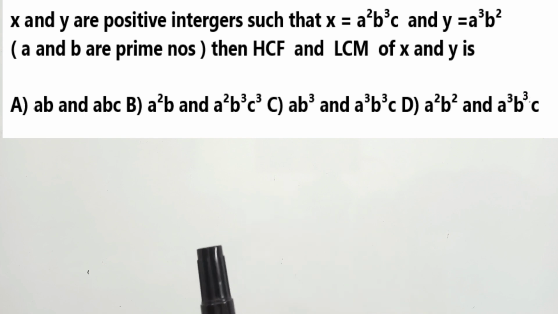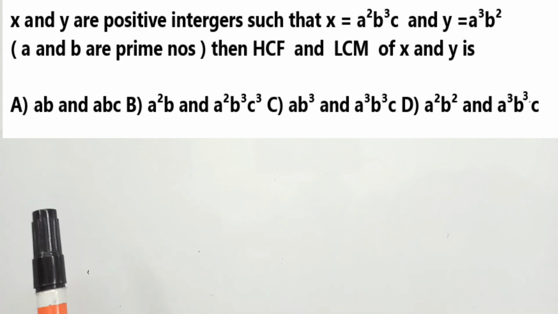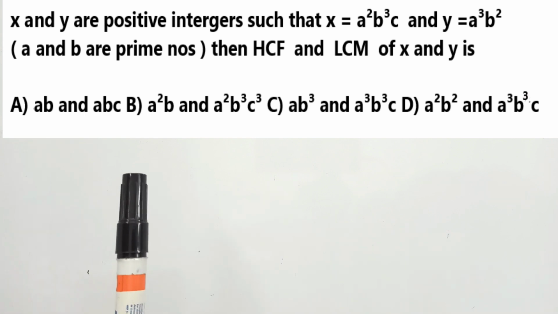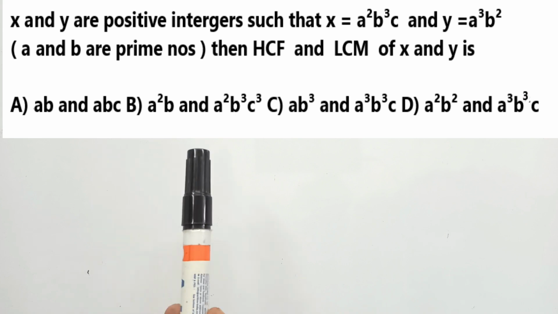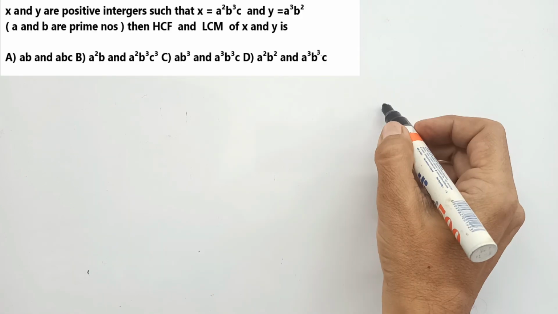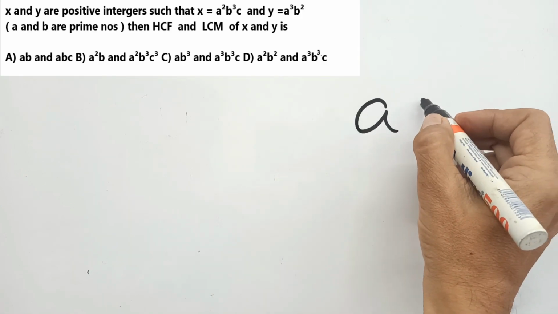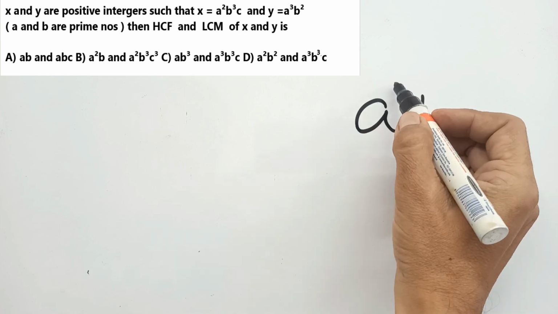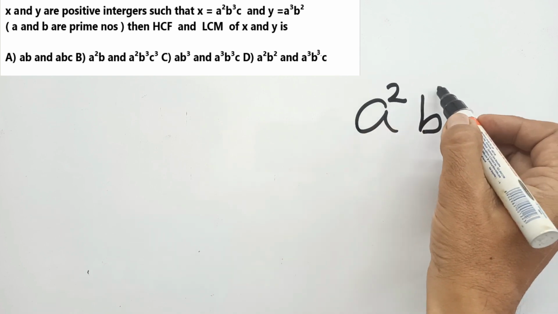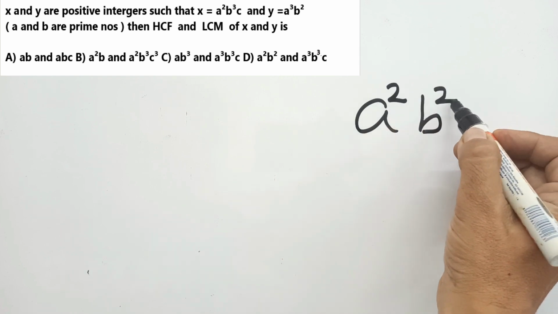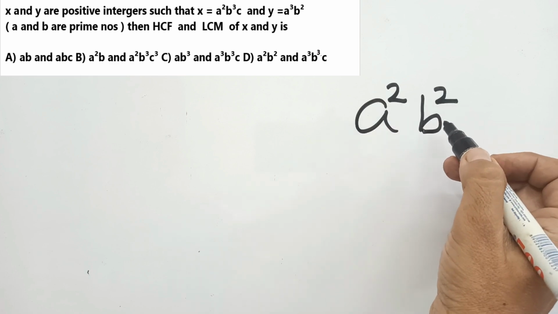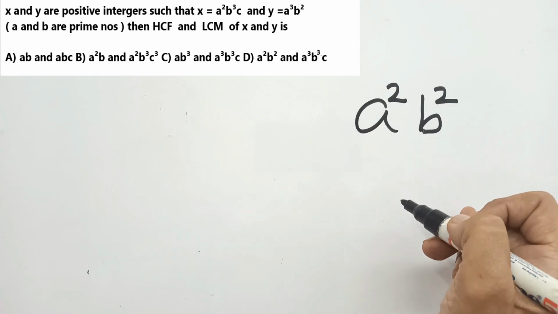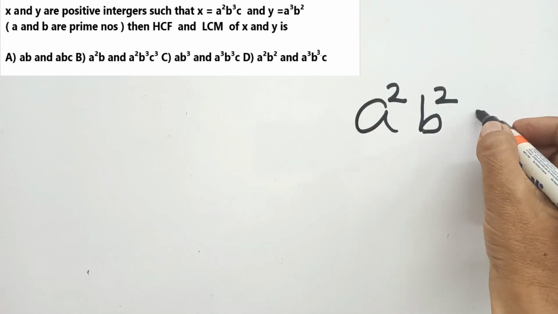Then find the HCF and LCM. Now see, the basic concept of the HCF is the product of all common factors with lowest exponents. Common factors are a and b. The lowest exponents are a square and b square. So a square b square is common with lowest exponents. So this is the HCF.